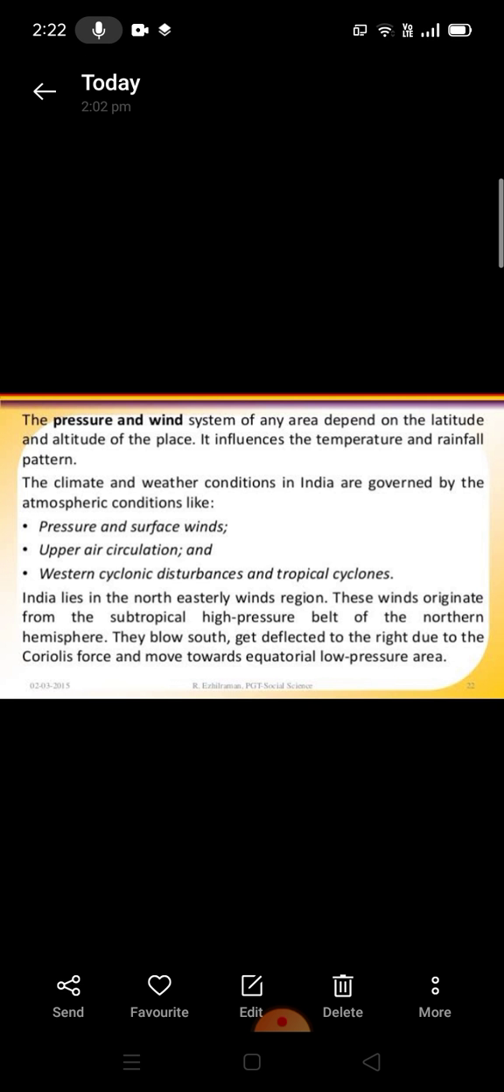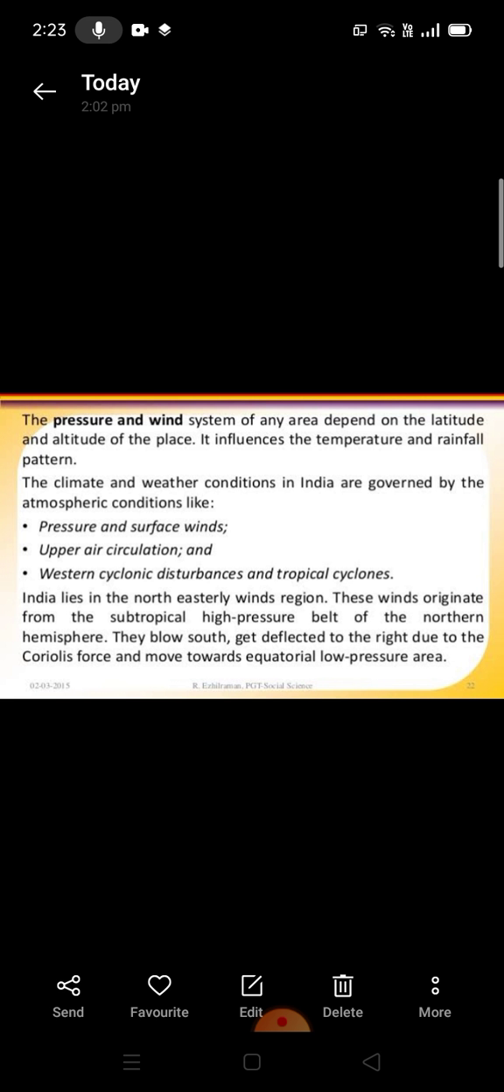See, India entirely lies in the easterly wind region, means most of the winds blow from the eastern direction. These winds originate from the subtropical high pressure belt of the northern hemisphere. Northern hemisphere means the hemisphere that lies in the northern part. They blow south, and get deflected to the right due to the Coriolis force. This is actually the force which is due to the rotation of the earth on its own axis.